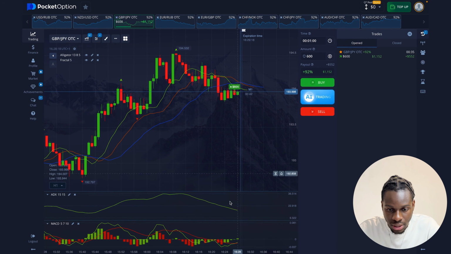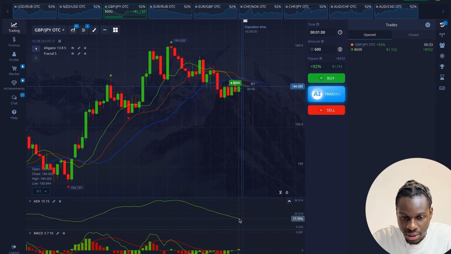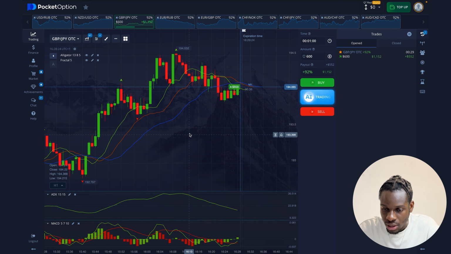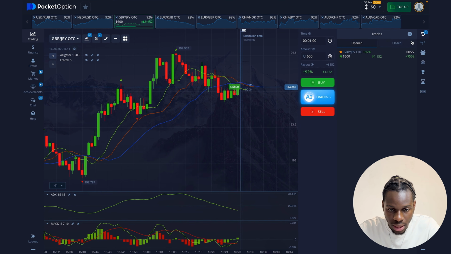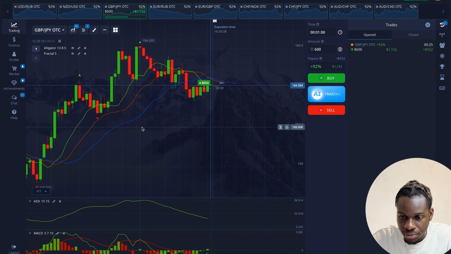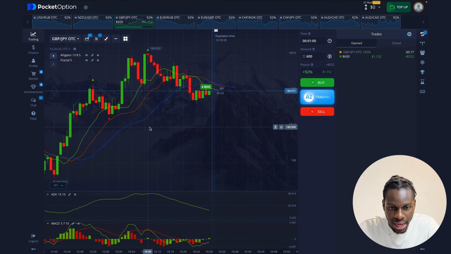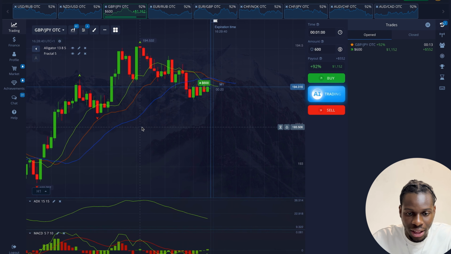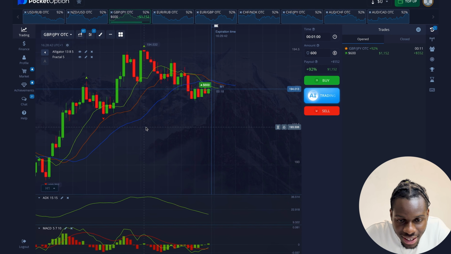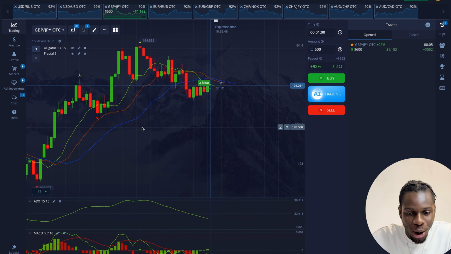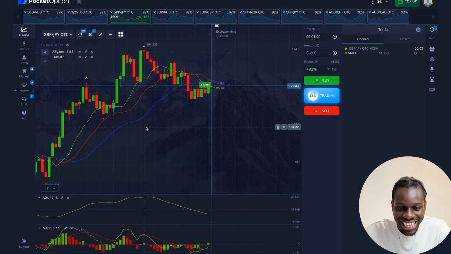Let's see how this plays out, guys. There's definitely potential for further upward movement, and that's why we enter this trade. Come on, come on, come on. Let's bag it, guys. This is a tense trade, I'm not gonna lie. Sometimes the market is just playing. Just go up. You're gonna go up. Just literally go up.